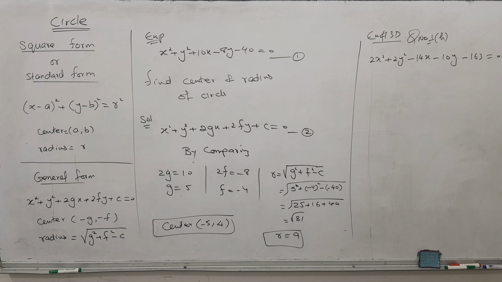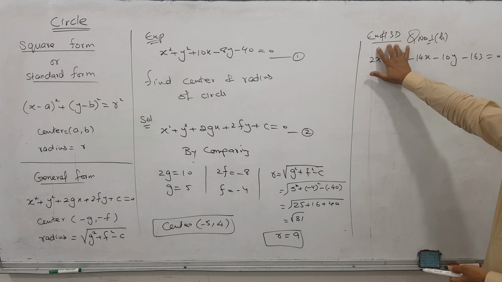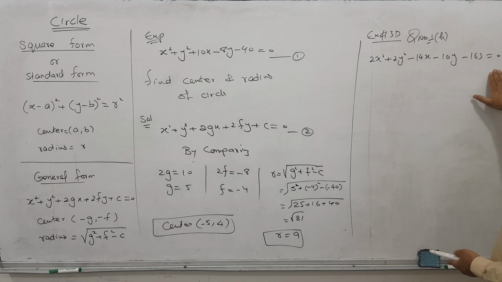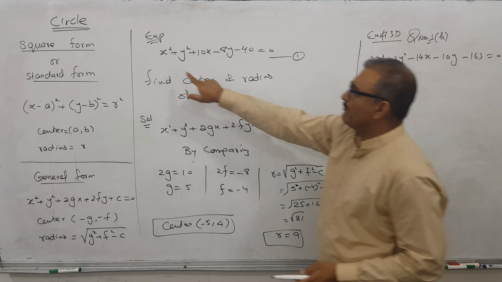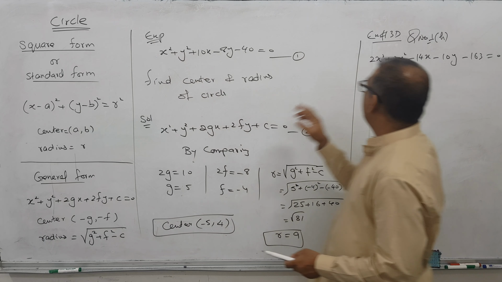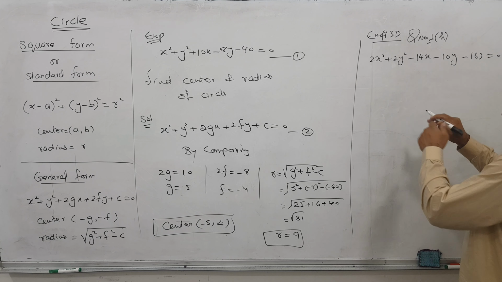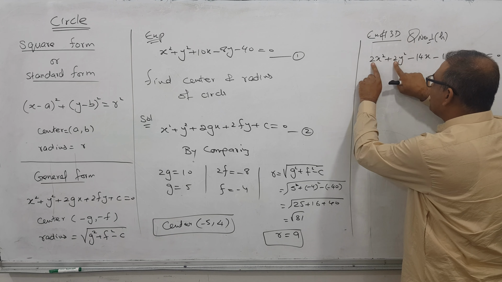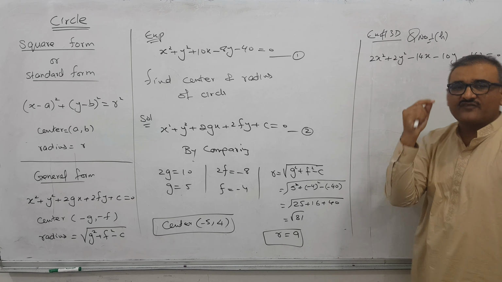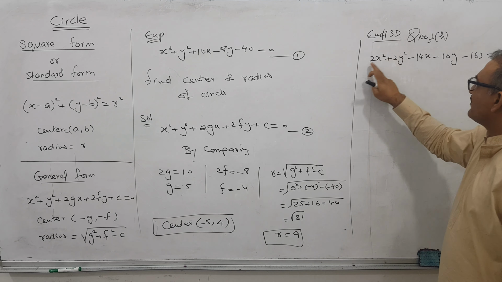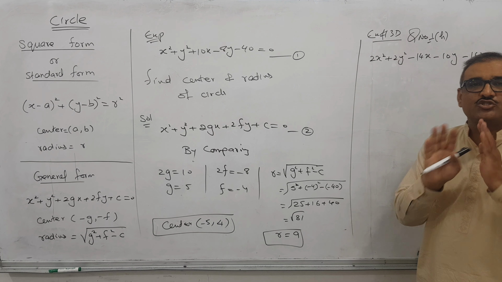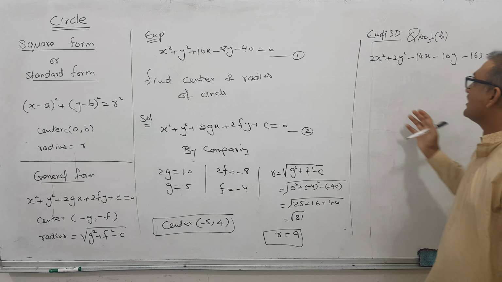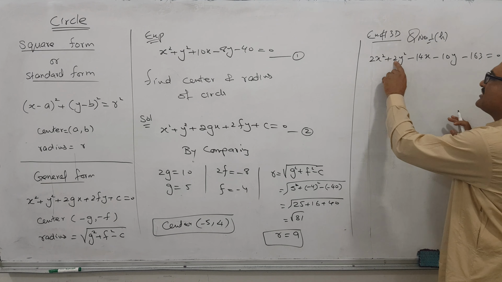Okay, so this is Exercise 3D from the textbook. Question number 1, part H. The equation is given. There is no number mentioned here, but here we have mentioned some numbers. Make sure of one thing: if this number and this number are equal to each other, it is the equation of a circle. Sometimes these numbers are not equal, and then it is not a circle equation; it can be a parabola or some other diagram. But in our syllabus, for a circle, this number must match.